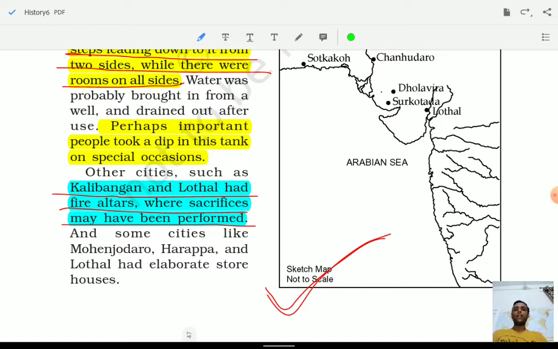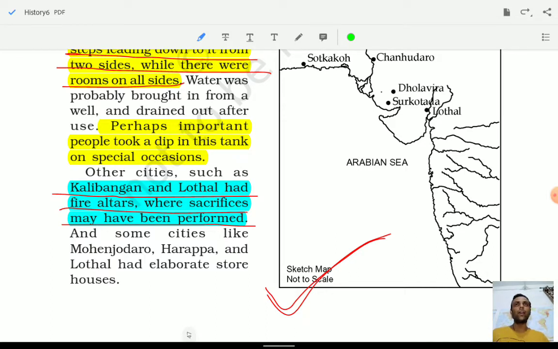So Kalibangan and Lothal had fire altars. Now it is talking about the different sites of the Harappan Valley civilization, like Kalibangan and Lothal. So what has been found? Fire altars. Keep this in mind. The two locations it is referring to are Kalibangan and Lothal. What have been found? Fire altars have been found.